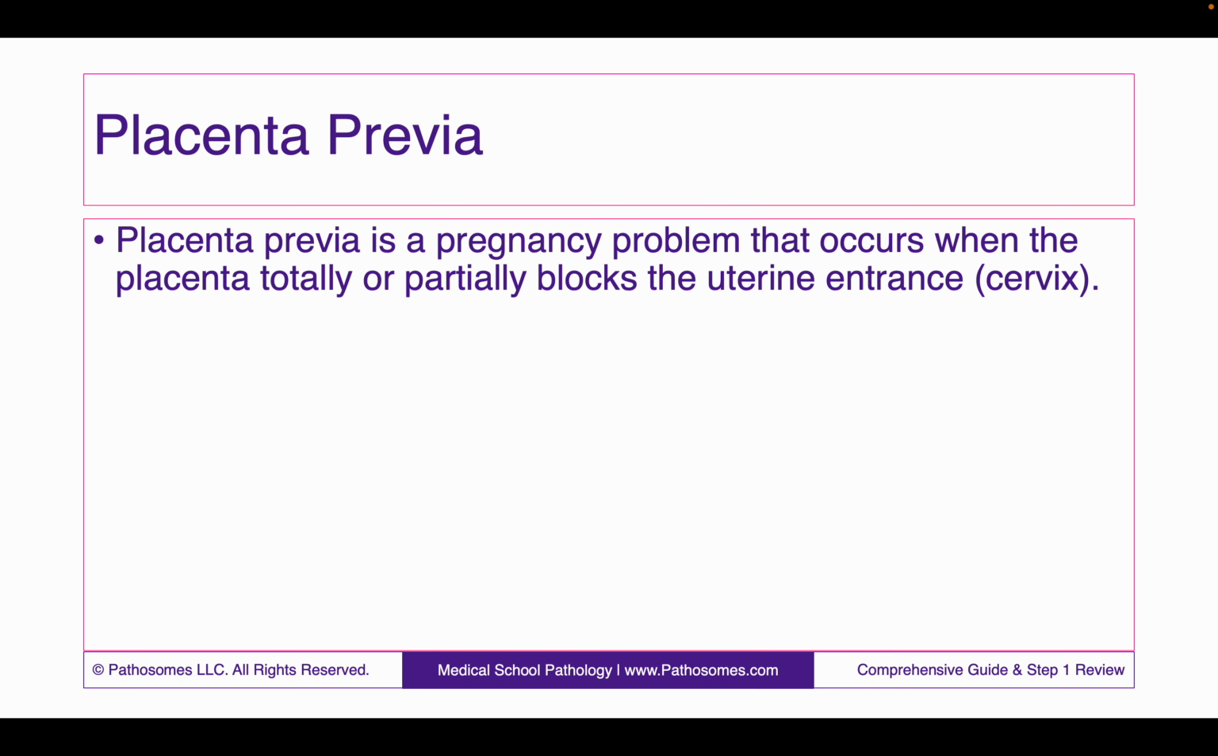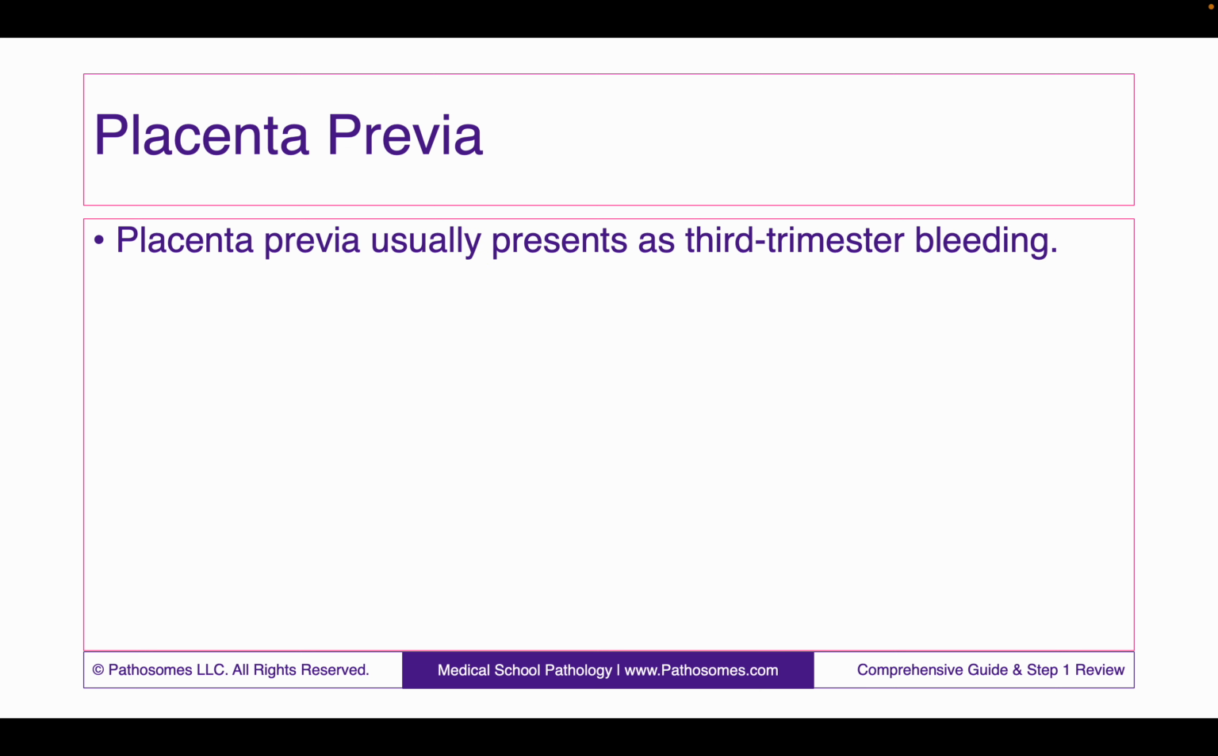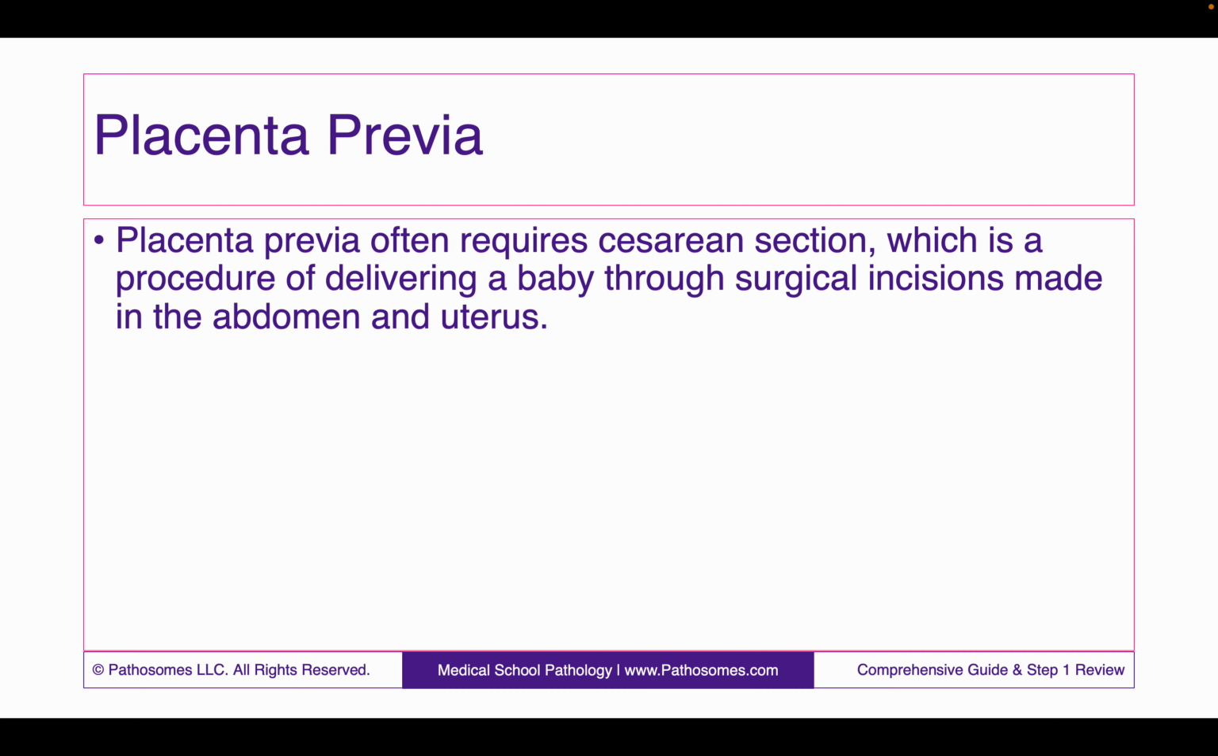Okay. Placenta previa is a pregnancy problem that occurs when the placenta totally or partially blocks the uterine entrance, i.e. the cervix. Placenta previa usually presents as third trimester bleeding. Placenta previa often requires a C-section, which is a procedure delivering a baby through a surgical incision made in the abdomen and uterus, right?